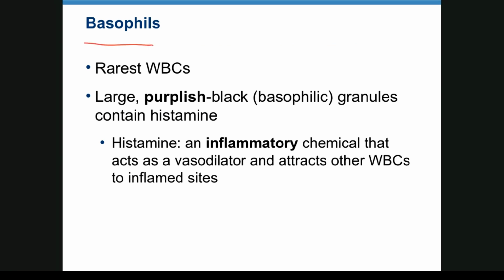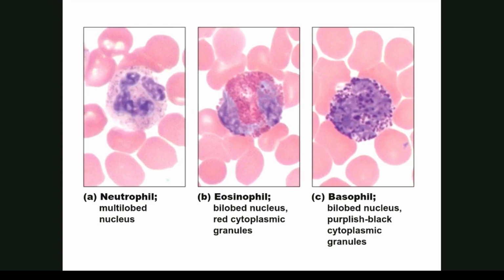Basophils, they're big, they're very rare, with purplish, almost blackish looking granules. They release histamine. It's an inflammatory chemical. It causes vasodilation and also draws other white blood cells into inflamed sites. You rarely see these when you do a blood smear.